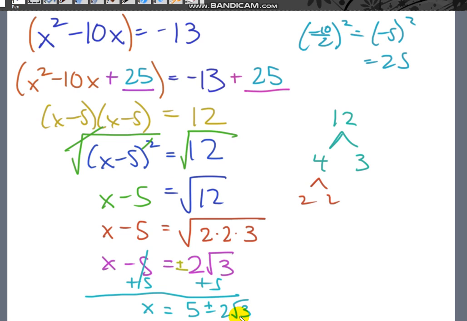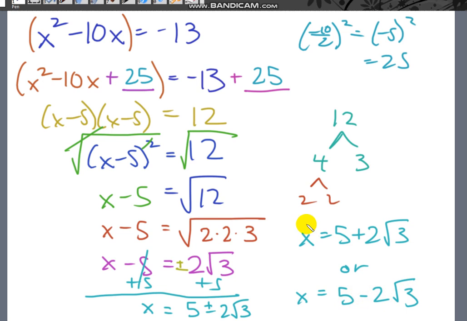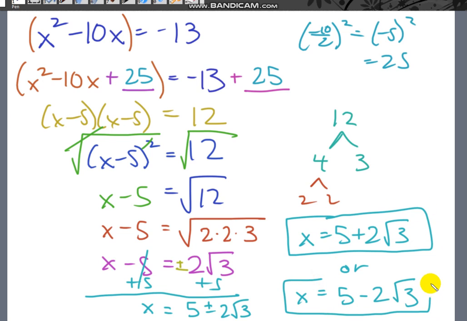So if we were to write our possible solutions, this means x equals 5 plus 2 square root 3, or x equals 5 minus 2 square root 3. So these are our possible solutions. Now, of course, if you actually did have to solve it, I could have you put the decimal value. If I really were to have you do that, let me try to do that real fast.